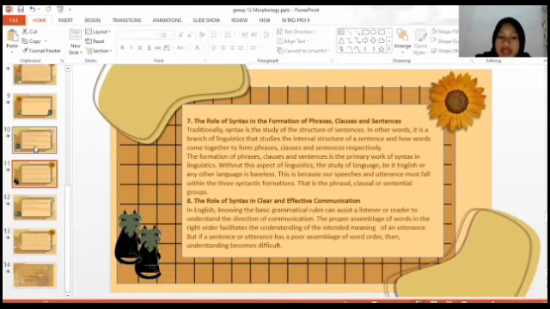In English, knowing the basic grammatical rules can assist a listener or reader to understand the direction of communication. The proper assemblage of words in the right order facilitates the understanding of the intended meaning of an utterance. But if a sentence or utterance has a poor assemblage of words, understanding becomes difficult.